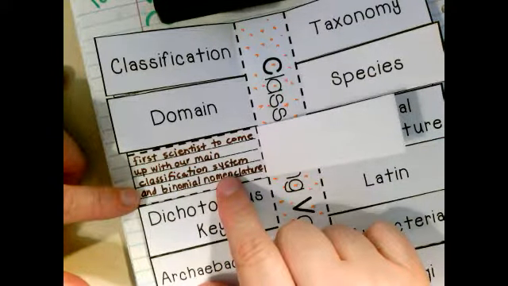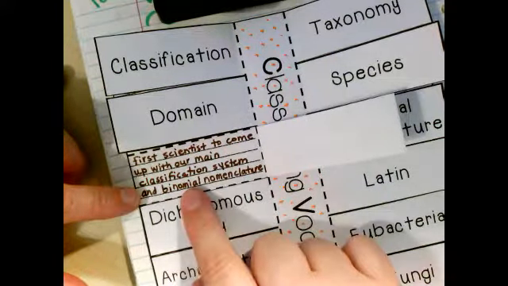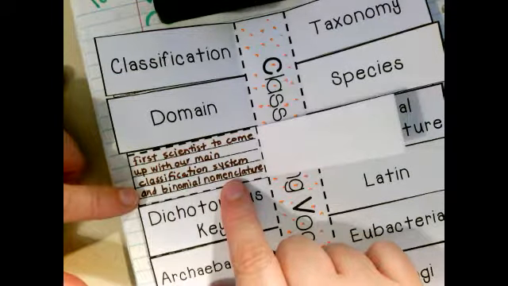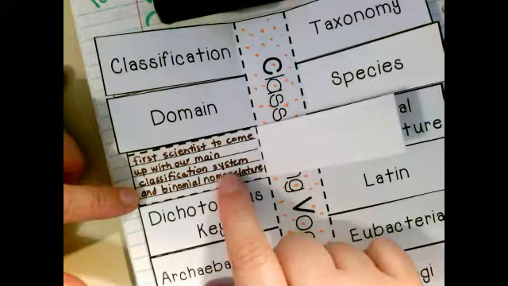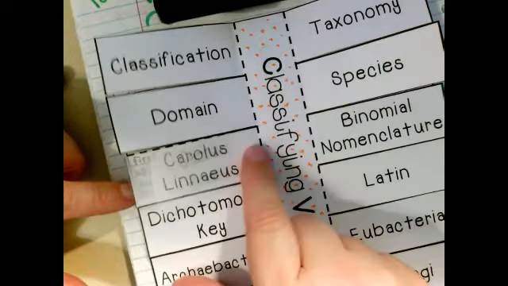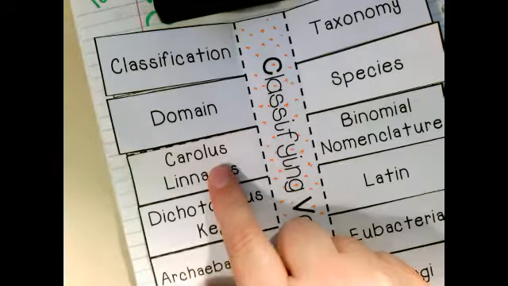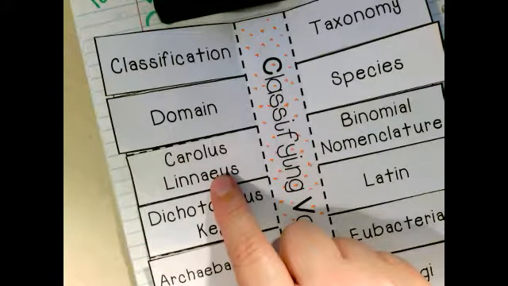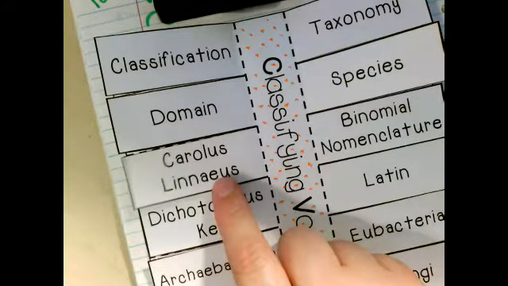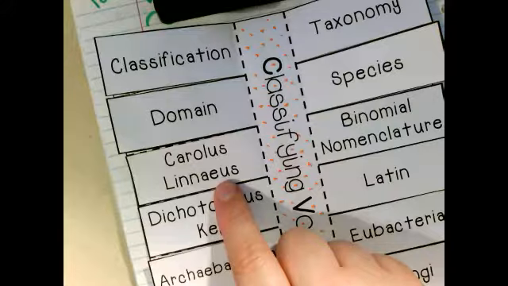Heavens to goodness, that is a huge, huge word that probably none of you know what that means. Binomial nomenclature. You guys are going to learn what this means very quickly because it's really, really simple. This scientist started studying things and said, you know what? I can start splitting things up and giving them certain names based on the groups that they belong to.